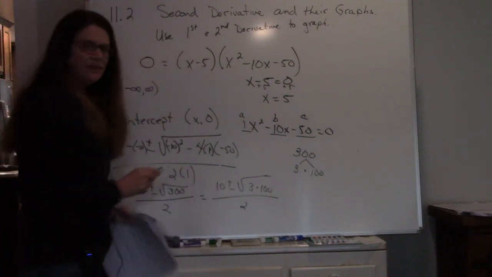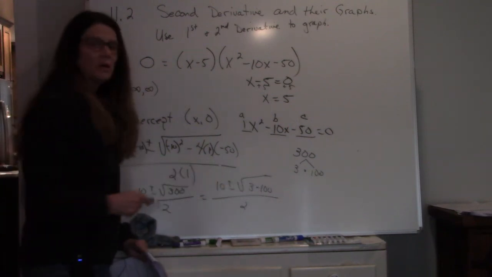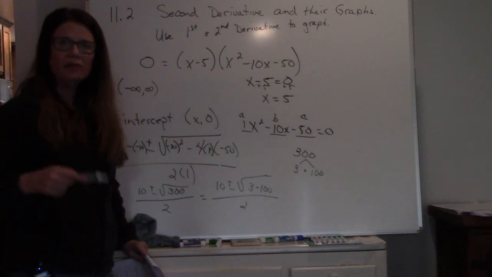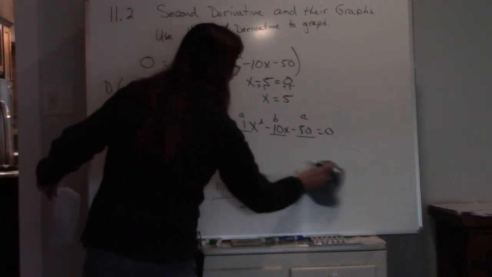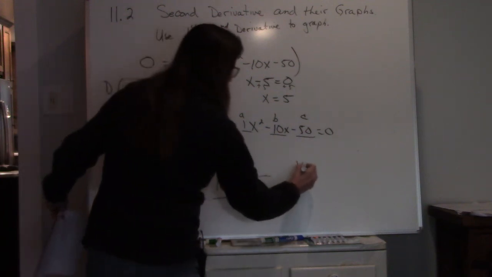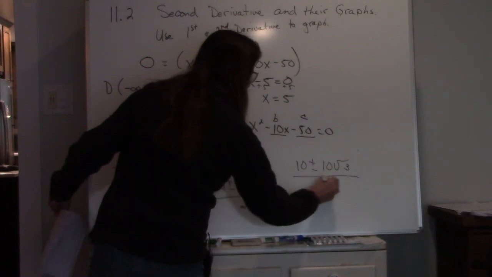So I can't take the square root of 3. It's a decimal. I don't want that. But I can take the square root of 100. The square root of 100 is 10. So this gets written out as 10 plus or minus 10 square root of 3 all over 2.